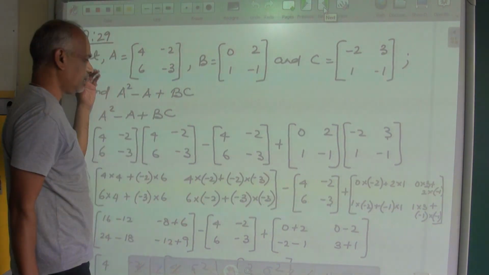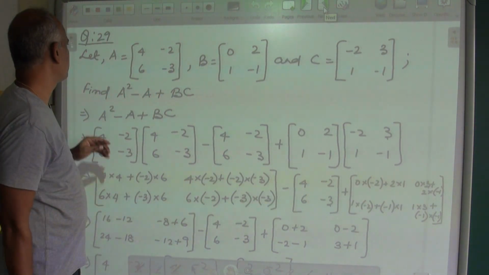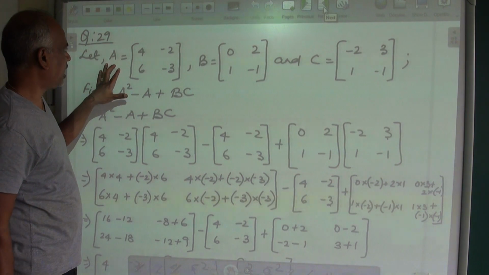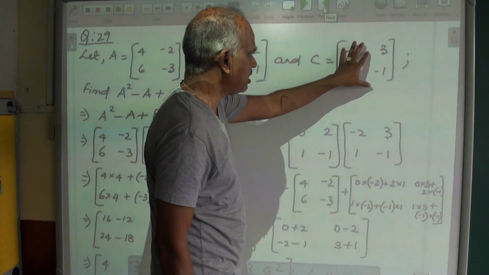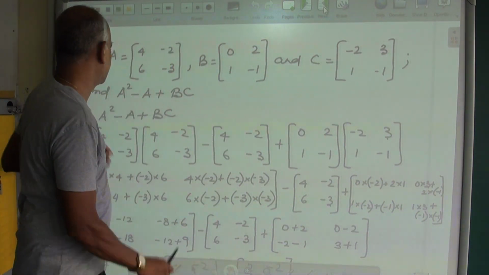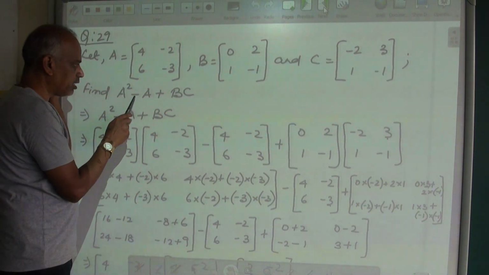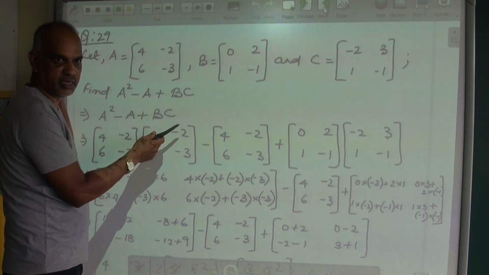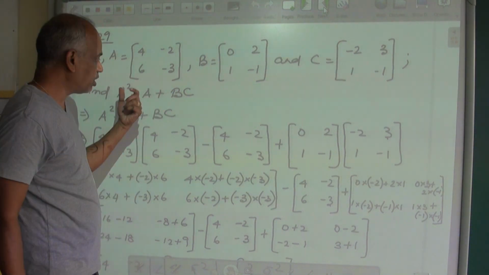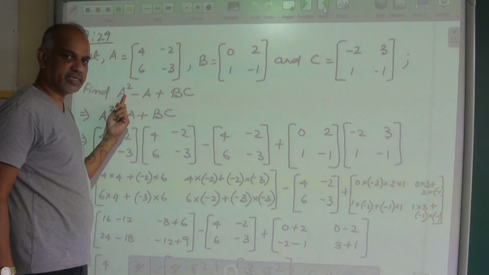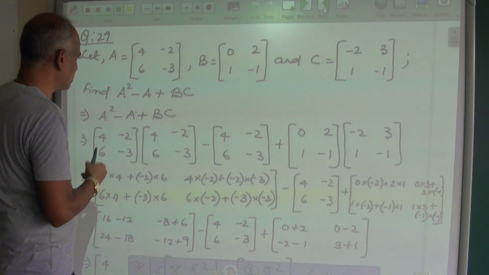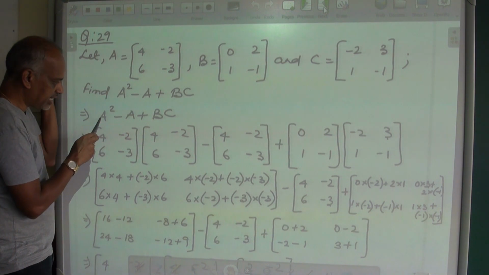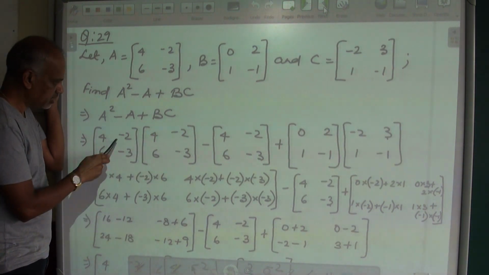Next, question number 29. Let A be the matrix with these elements, B the second matrix, and C the third matrix. Find A squared minus A plus BC. Here you are not going to prove, here you are going to find a value. So substitute the values. A squared means A into A. This is A, this is also A.